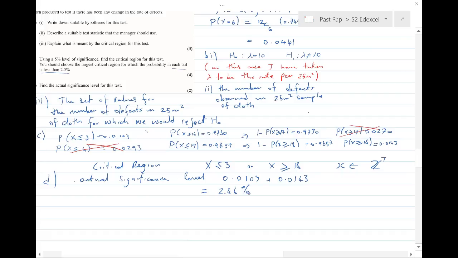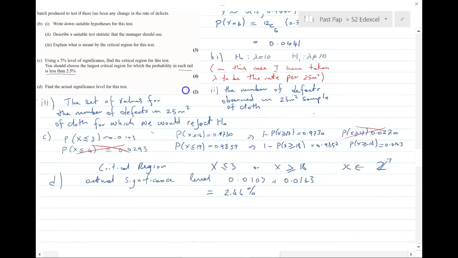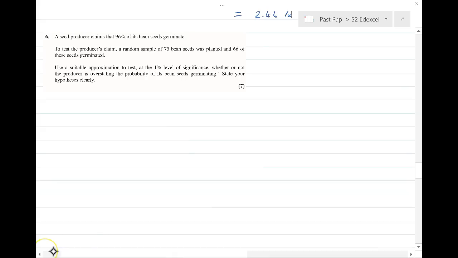Okay, so that's that question done. Let's go on now to question 6. So in question 6, we've got another significance test, and we have a binomial originally, but we're going to need to use an approximation.